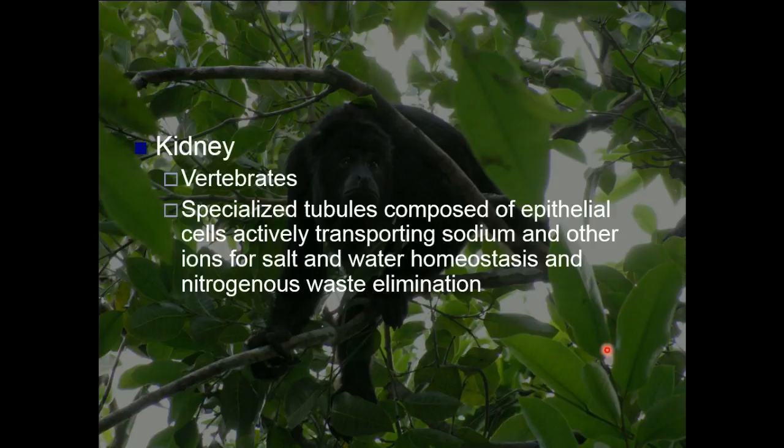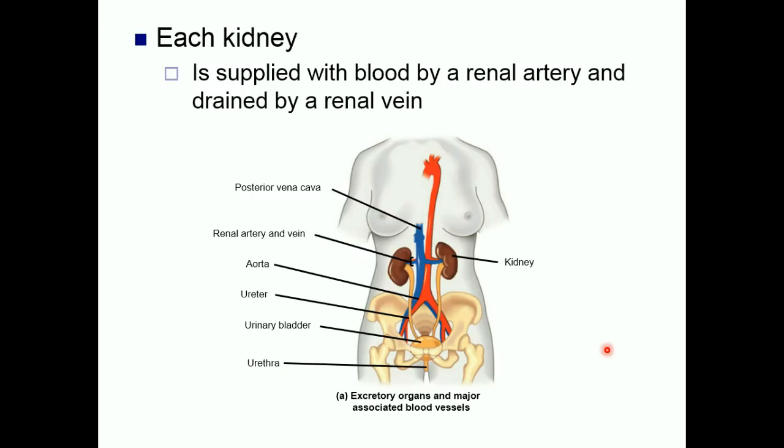So what does the kidney look like? Now here we have a schematic of the excretory system. We have our kidneys, the blood supply coming in from the artery. We have veins exiting the kidneys. Then we have a ureter that will take the urine down to the urinary bladder, where finally through the urethra it will exit our body.